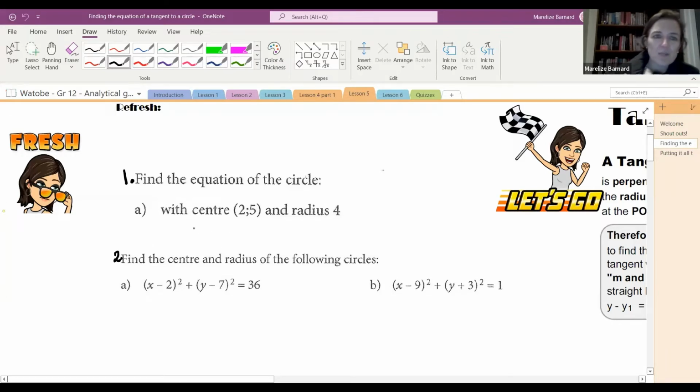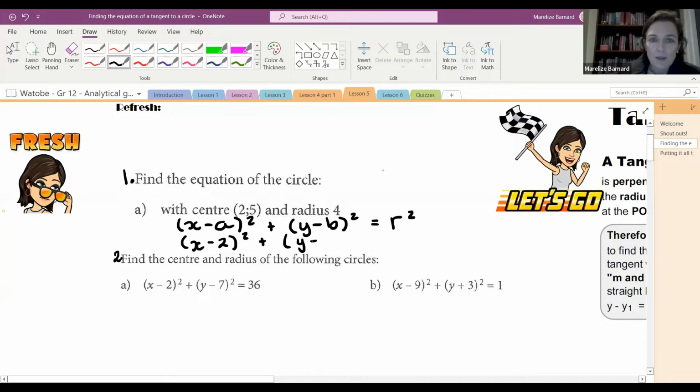Okay, let's have a look at question 1a, the equation of the circle. The equation of the circle with a center, we always write it as (x minus a) squared plus (y minus b) squared equals r squared. A and B are the coordinates of the center. So for this particular one, that's going to be (x minus 2) squared plus (y minus 5) squared. And then r squared is the radius, which is 4 squared, that's 16. Give yourself a big tick if you got that one right.